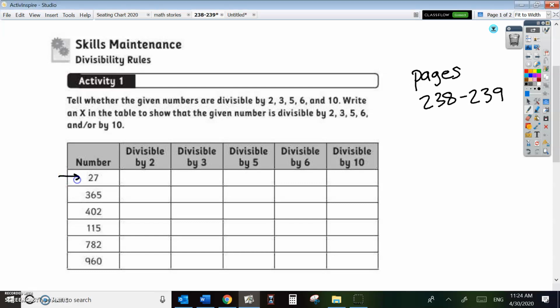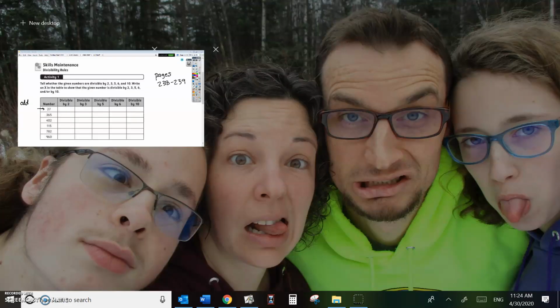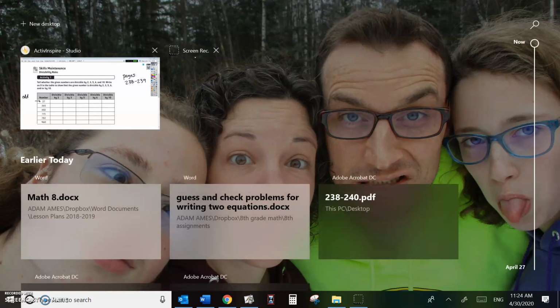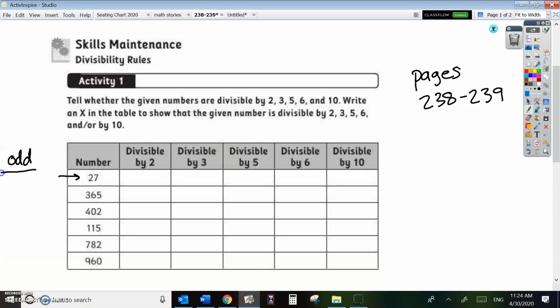27 is an odd number. Remember, odd numbers end with 1, 3, 5, 7, or 9, and even numbers end with 0, 2, 4, 6, 8. 27 ends in a 7, so it is an odd number, so it is not divisible by 2. So let's leave that spot blank.